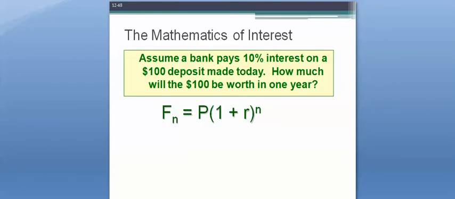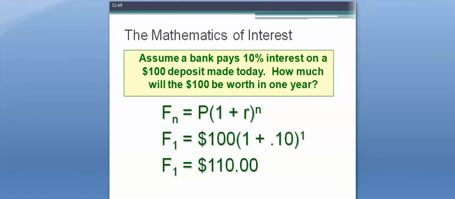Let's take a look at an example. Assume a bank pays 10% interest on a $100 deposit made today. How much will the $100 be worth in 1 year? Our future value is given by the F sub n, or FV often. Our present value is the P, or often PV, times the quantity 1 plus R, where R is our interest rate and N is the number of periods.